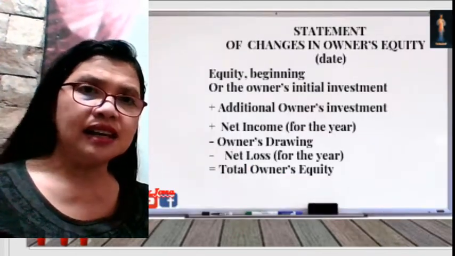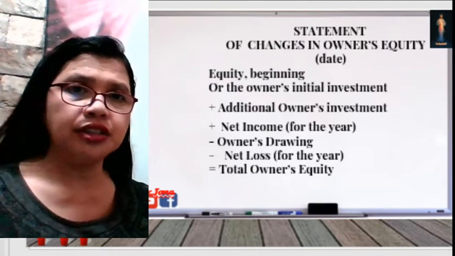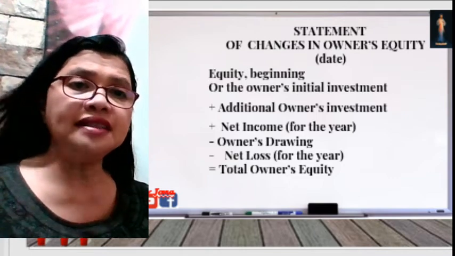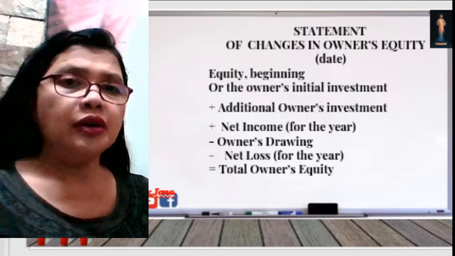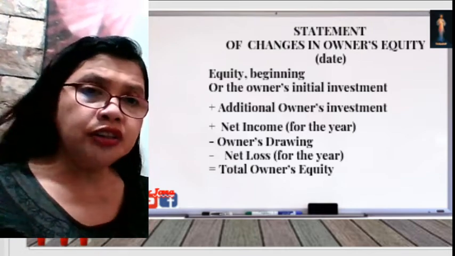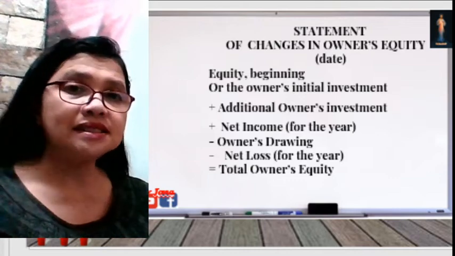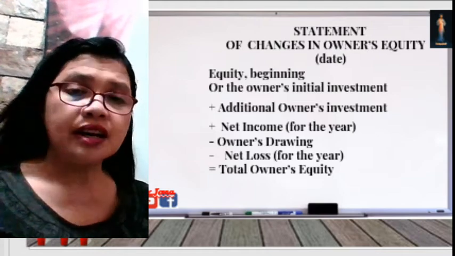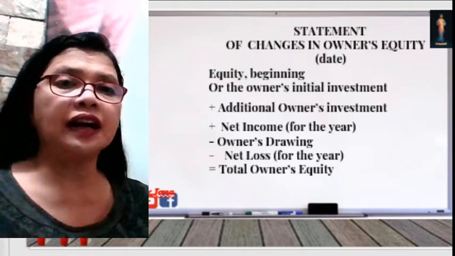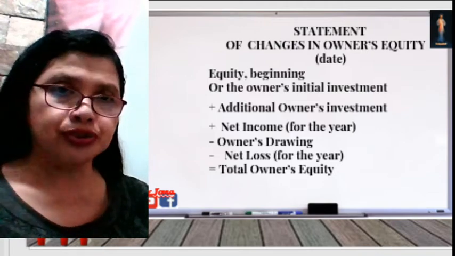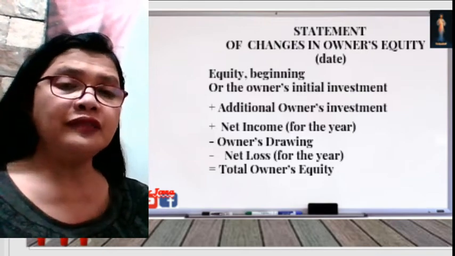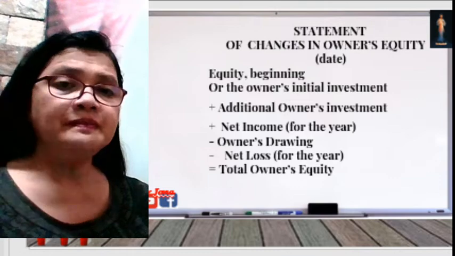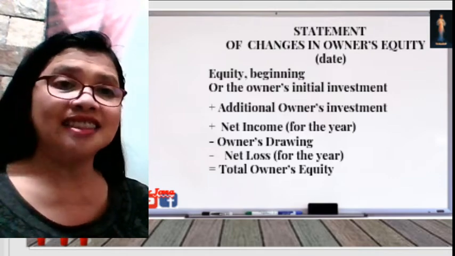Okay, now we will see the formula for the Statement of Changes in Owner's Equity. It begins with the equity beginning. Normally, we get it from the ending balance of the previous year, or we get the owner's initial investment, plus the additional investment of the owner, plus the net income for the year taken from the statement of comprehensive income, and we deduct the owner's drawing or the withdrawal. Or if ever there is a net loss for the year, we also deduct it from the owner's equity, giving us the total owner's equity at the end.